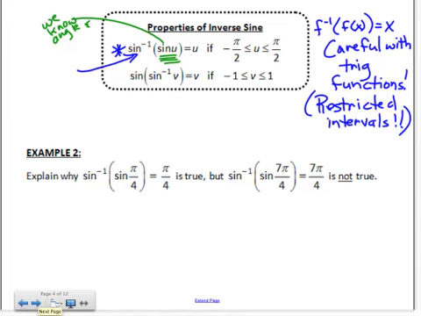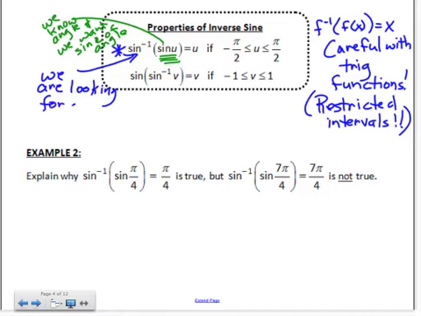Okay? And we want the sine of that angle. Okay? That's what that notation means. This notation means we are looking for an angle. Got it? That's really important. Whenever you see sine inverse, we are looking for an angle.